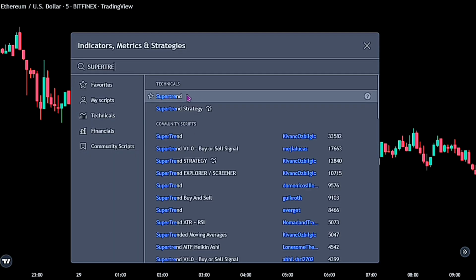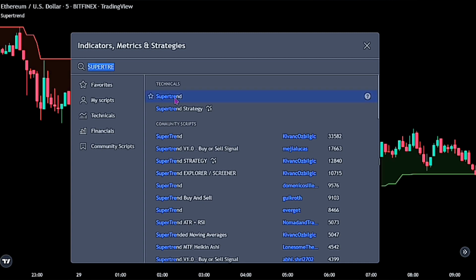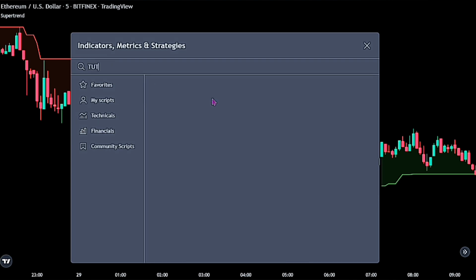This first one right here, as this is a trend following indicator based on average true range. The calculation of its single line combines trend detection and volatility. It can be used to detect changes in trend direction and to position stops. Now for the second indicator for this strategy, go ahead and search for the Turtle Trade Channels indicator.